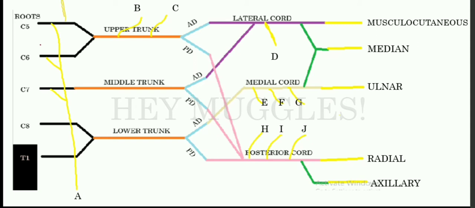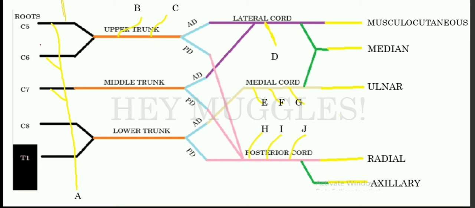The suprascapular nerve supplies supraspinatus and infraspinatus muscle, and the nerve to subclavius supplies the muscle with the same name, that is your subclavius muscle. From the lateral cord there arises the lateral pectoral nerve which supplies your pectoralis major and minor muscle. From the medial cord we have the medial pectoral nerve, medial cutaneous nerve of arm and medial cutaneous nerve of forearm. The medial pectoral nerve also supplies your pectoralis major and minor muscle.